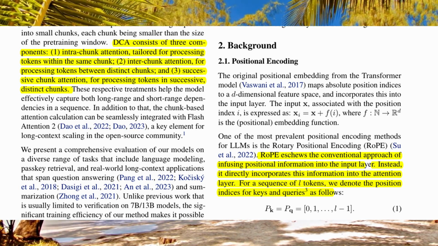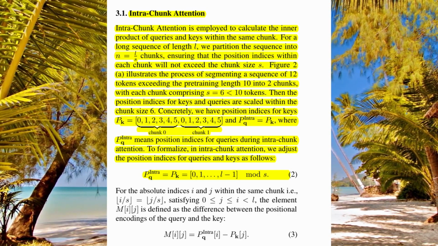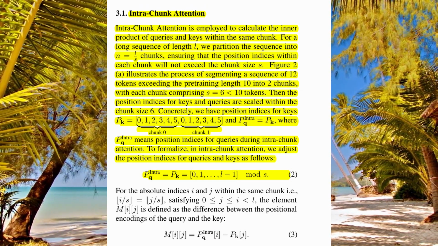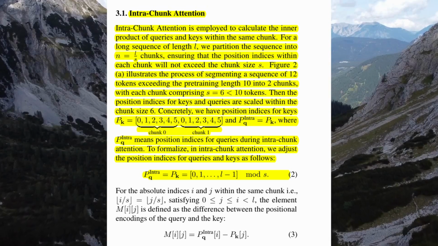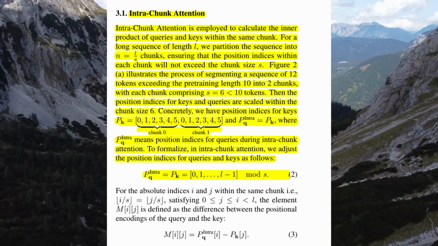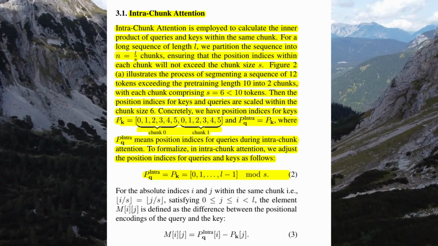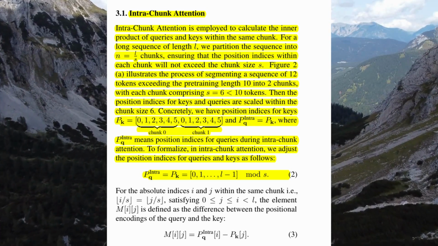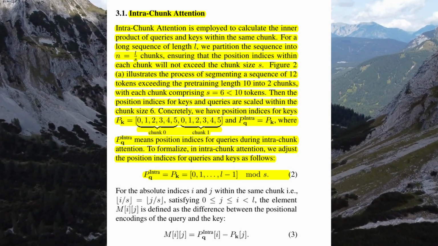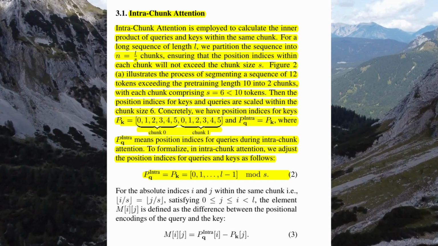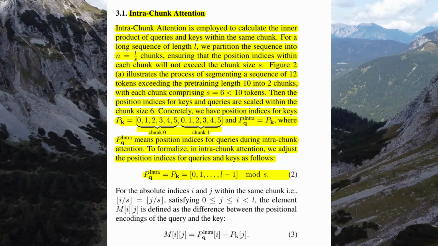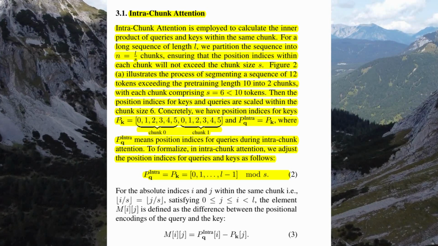Each word in the text has a positional encoding that tells the model its location. In intra-chunk attention, the positional encoding is adjusted to be relative to the start of the chunk. So, the first word in each chunk will have a position of 0, the second word a position of 1, and so on. This helps the model focus on the relative positions of words within the chunk rather than their absolute positions in the entire document.